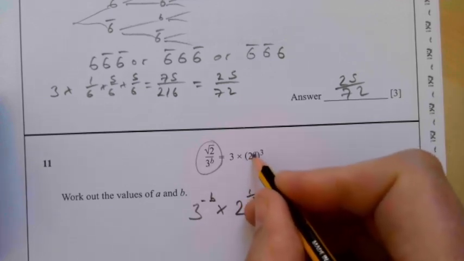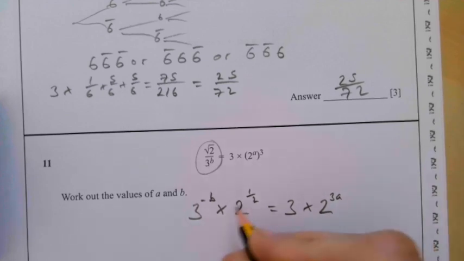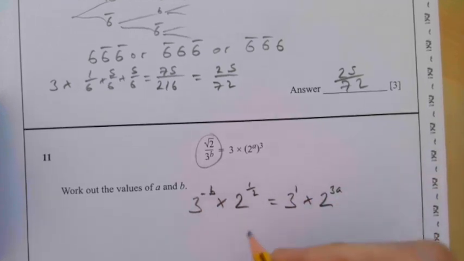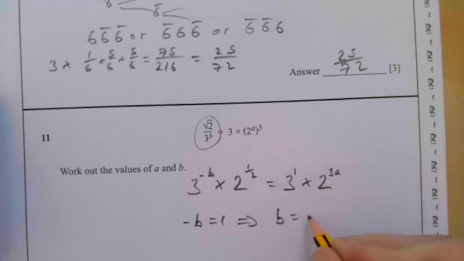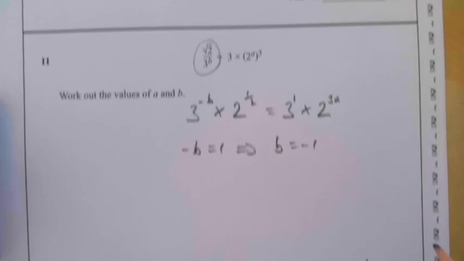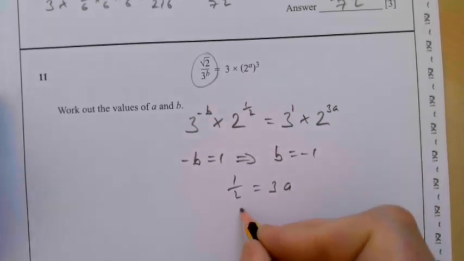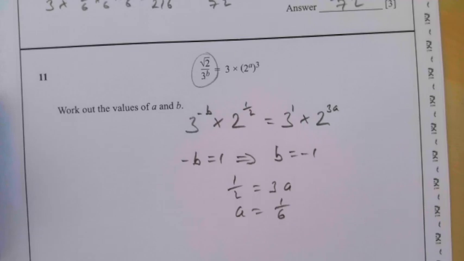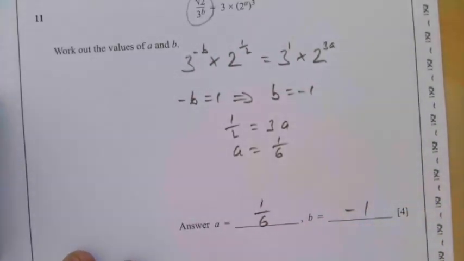So that's 2 to the power of 3a. So in this case, that's a 1. That means that minus b is 1, which gives me that b is minus 1. And then a half equals 3a. So that means a is a sixth. And that's us.